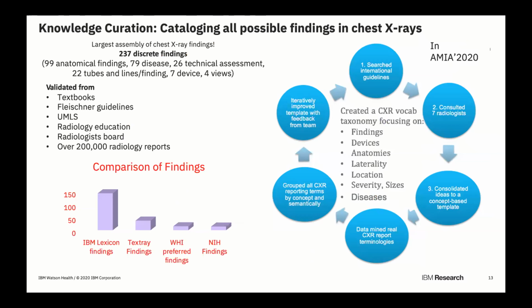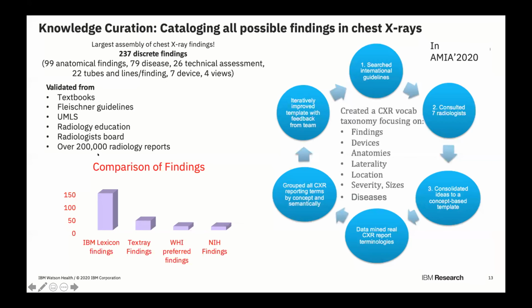So overall, we went through an effort with many clinicians using both a top-down and a bottom-up process to generate a lexicon that describes about 237 discrete findings. And you can see over here the catalog of this. This essentially is one of the largest sets of core findings assembled, and they cover various types of findings ranging from anatomical findings to tubes and lines to their placements and so on. Some of these datasets we've actually also released in open source.